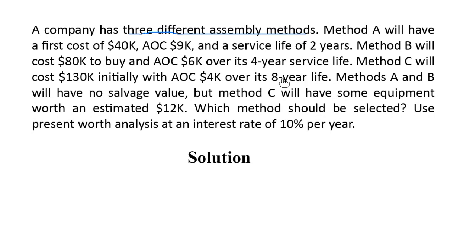And then there is a statement here, and you have to read it carefully. Method A and B will have no salvage value, but method C will have some equipment worth, worth meaning a salvage value, estimated 12K, which means that only method C has a salvage value and A and B don't have. Interest rate was given as 10%.